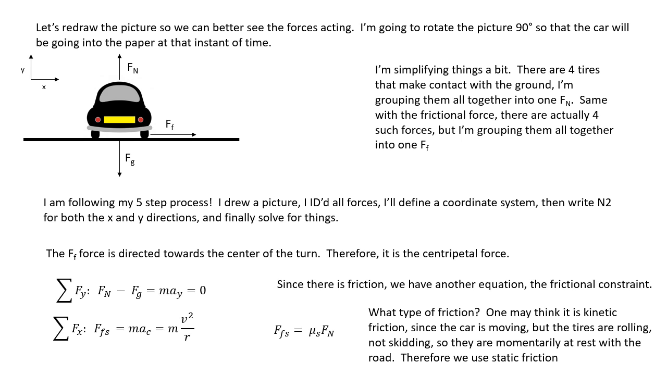Now, why am I using mu_s? In other words, what kind of friction do we have here? You may think it's kinetic friction, because the car is moving, but the tires are rolling, not skidding. So while they're rolling, they are momentarily at rest with the road. The car is not moving in or away from the circle, so we can say that it's momentarily at rest. Therefore, we're going to use static friction.